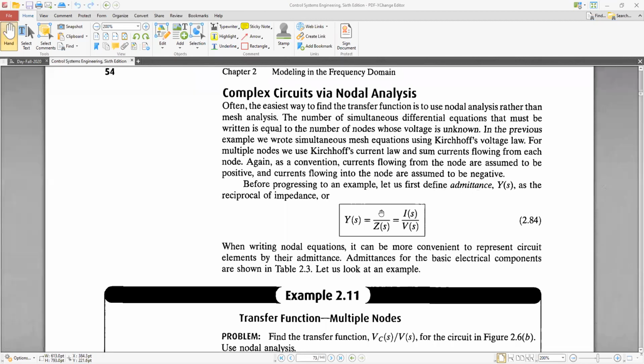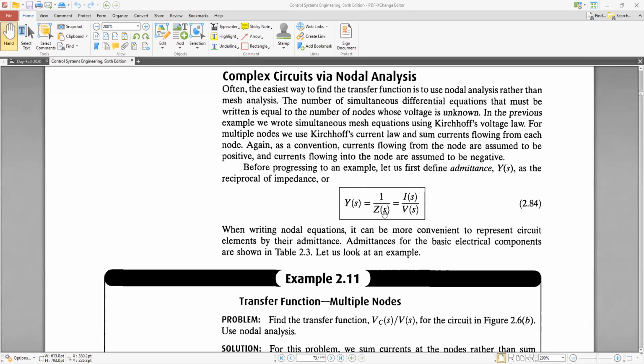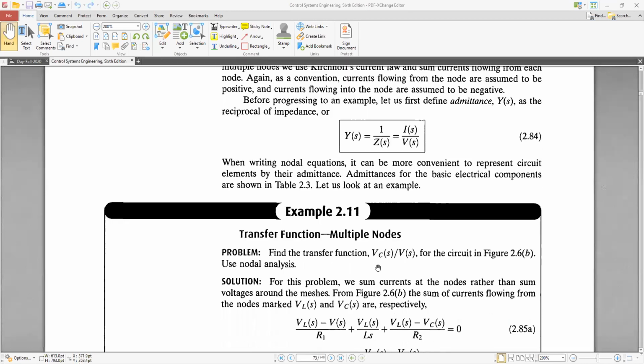Admittance. What is the admittance? Admittance is the reciprocal of the impedance, or 1 by Z. Y is equal to 1 by Z. Or since Z is equal to V by I, 1 by Z is equal to I by V. So instead of impedance in the nodal analysis, we will use the admittance. Y is equal to 1 over Z or I by V.